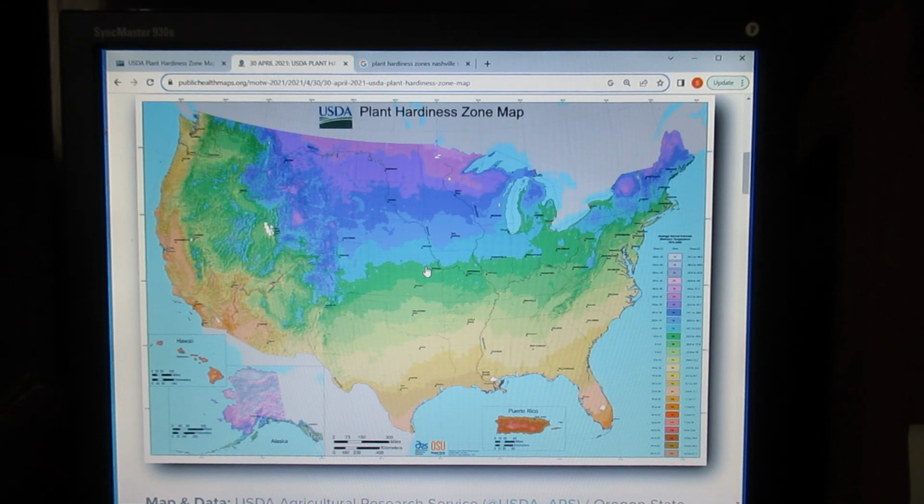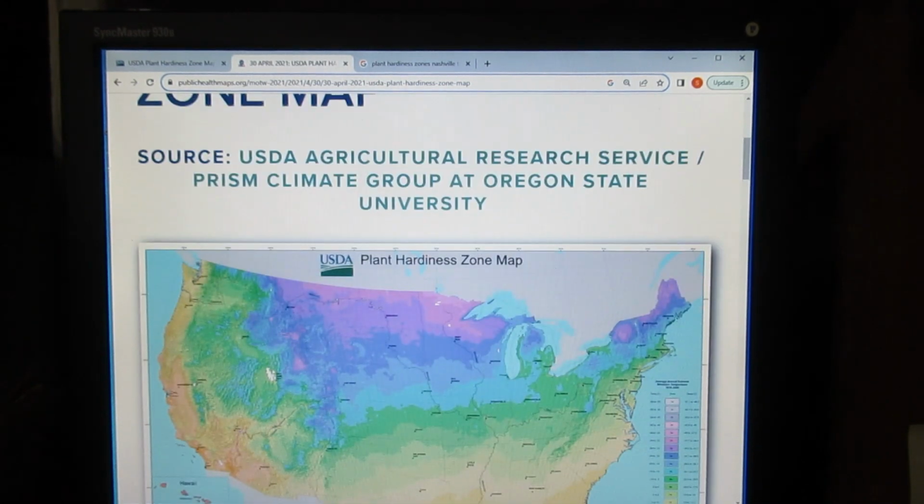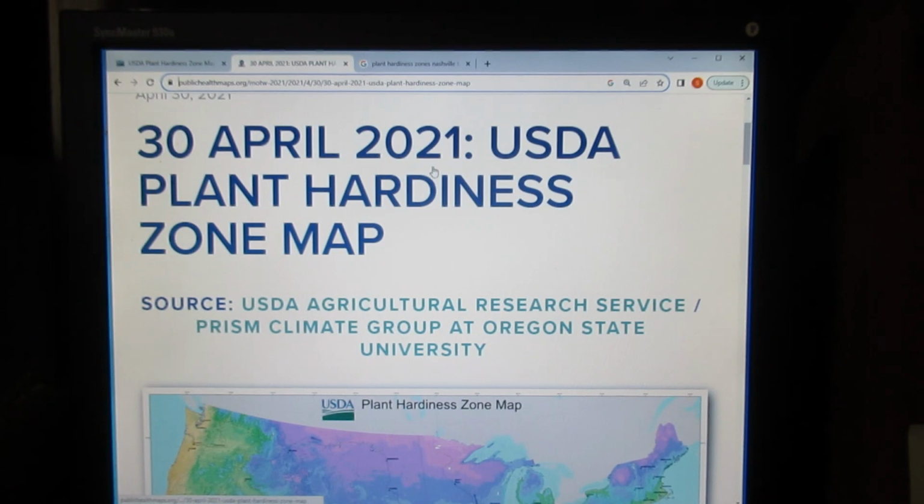And then after that, organizations made maps. 1960, the USDA made their own map, but they didn't work in cooperation with the existing maps. The criteria was different. Nobody liked it, nobody used it. 1990, the USDA worked with the U.S. National Arboretum, and they updated the maps, and that's what we're using today. So this map is from 2021, which is pretty current.